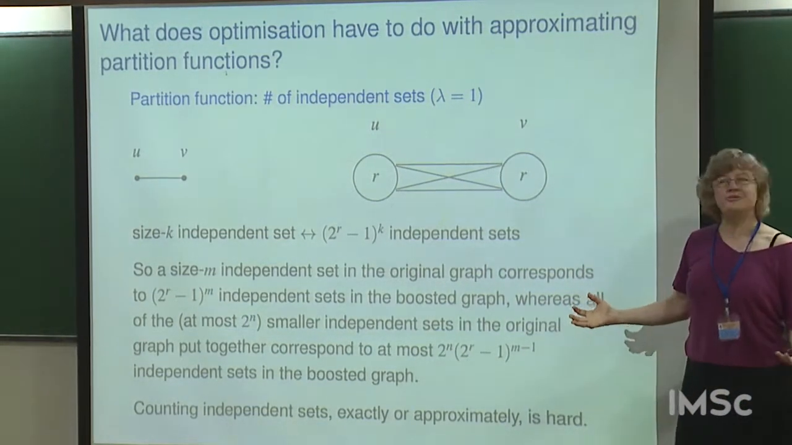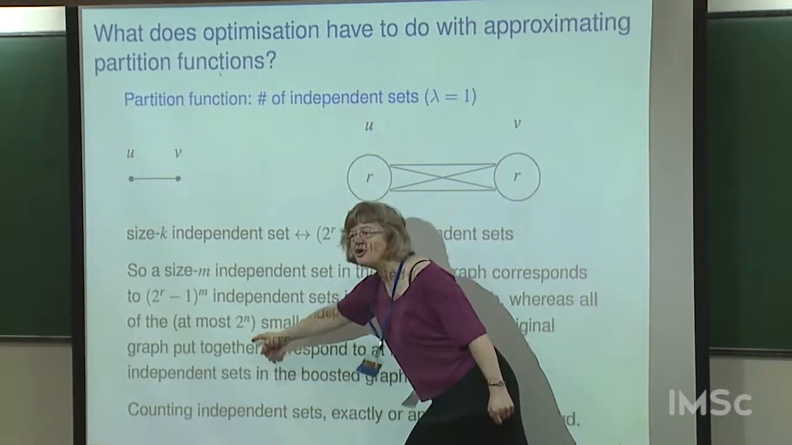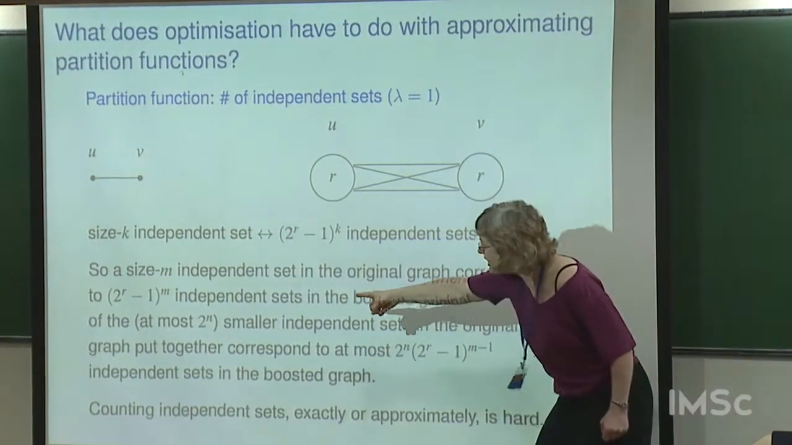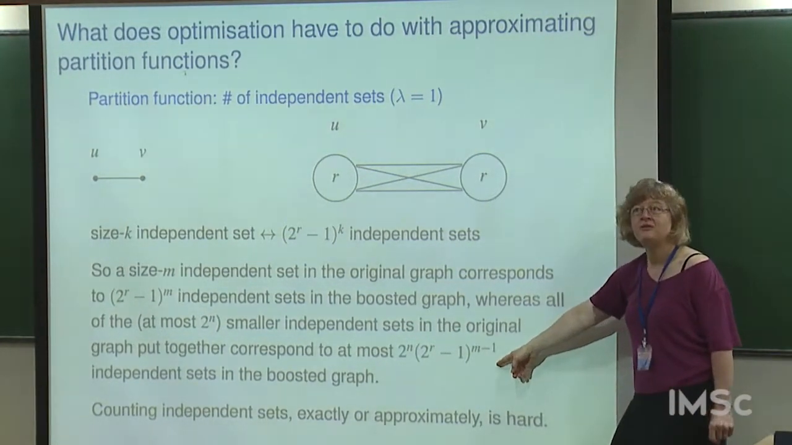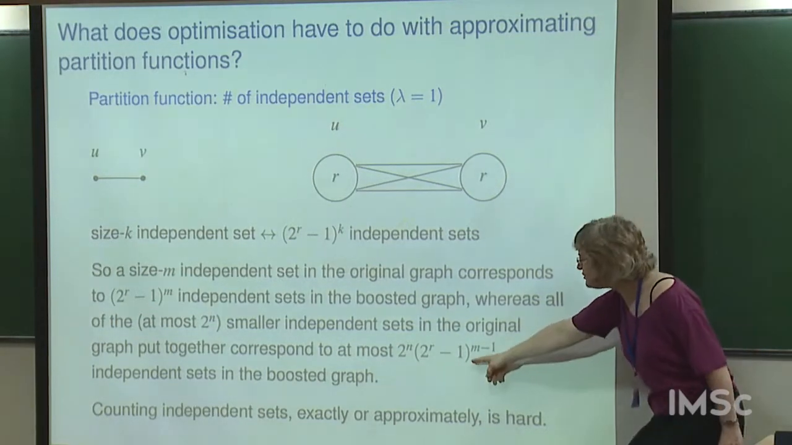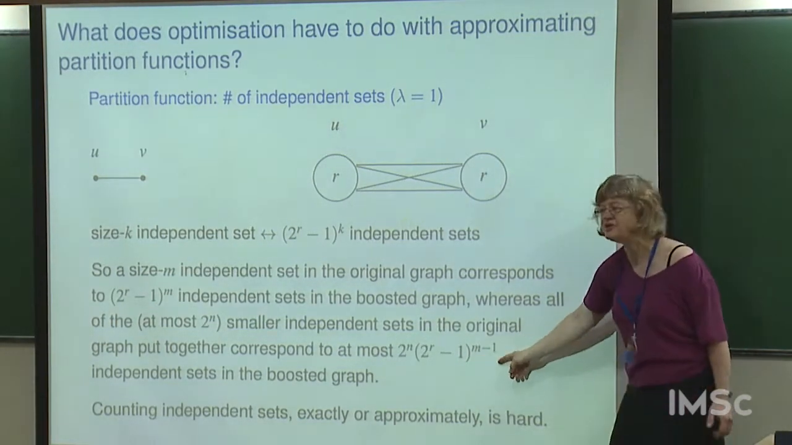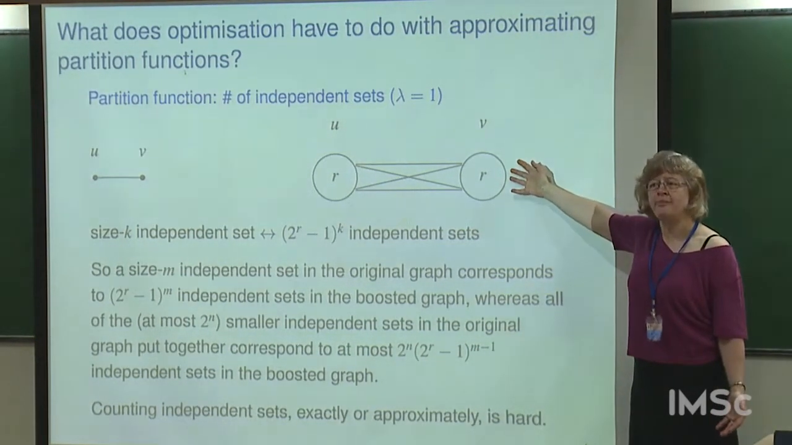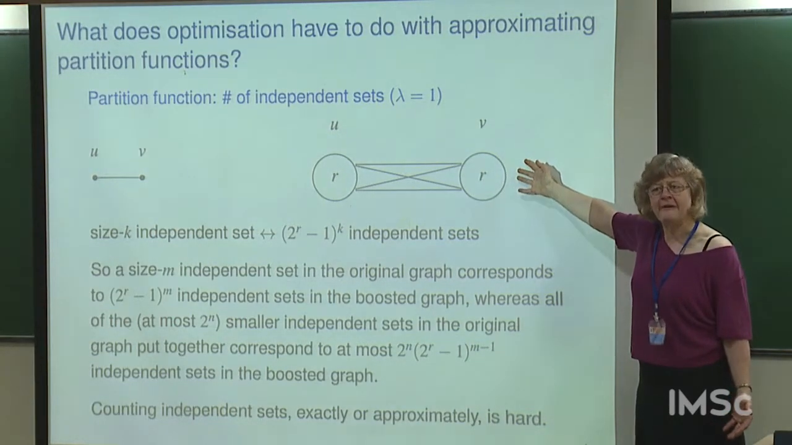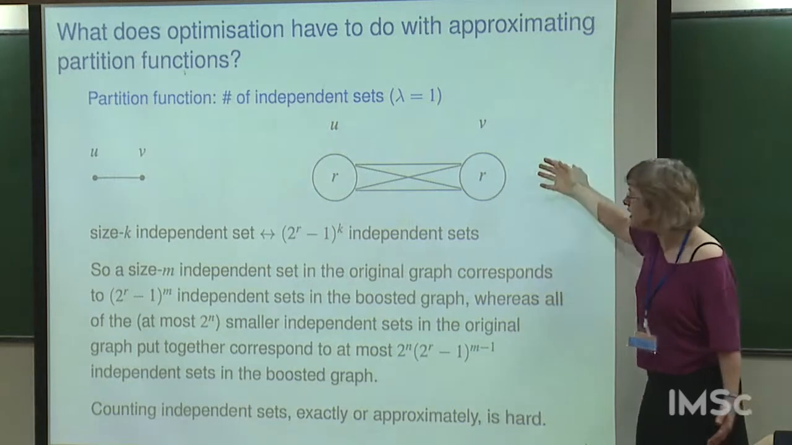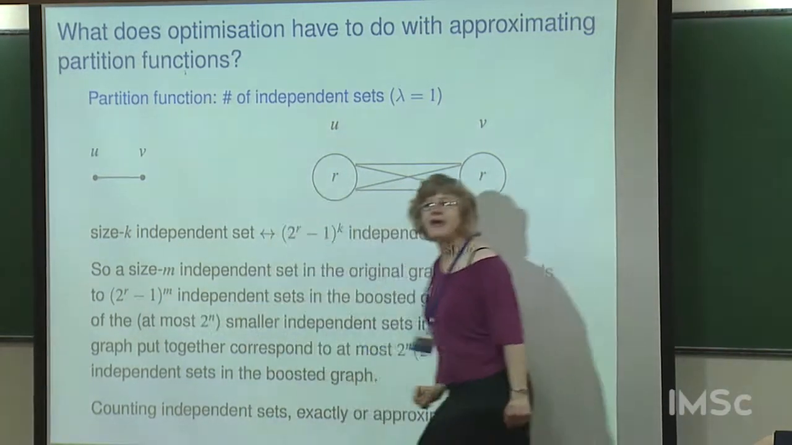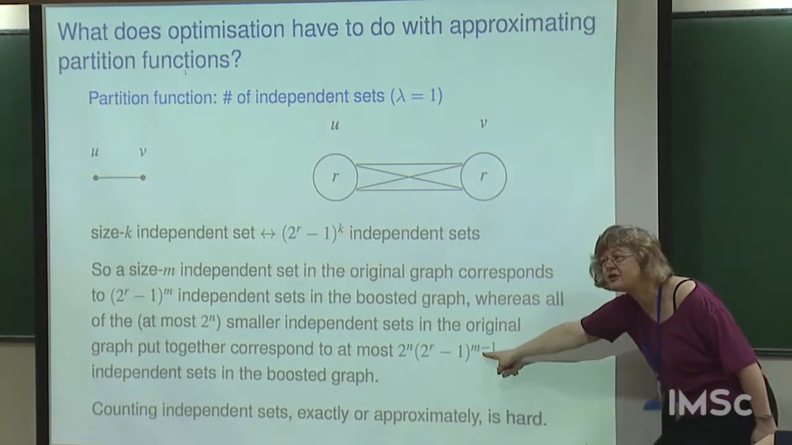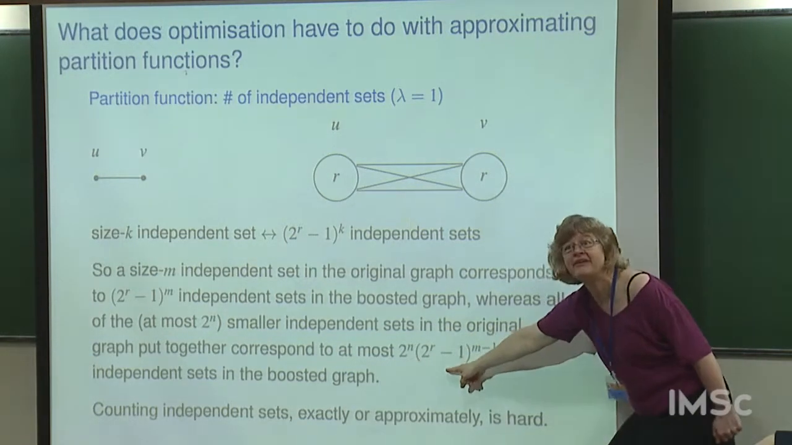Now, there are other independent sets in the original graph that are smaller, but there's only a few of them. There's only 2 to the n of them. And all of those 2 to the n minus 1 smaller independent sets, what's their weight over here? Well, each of those comes up at most 2 to the r minus 1 to the m minus 1. And so all I have to do is make r bigger than n. And the whole sum of independent sets over here, I get the ones that correspond to max, and then I get this puny little number, which is very much smaller, because I multiplied by 2 to the n, but I divided by 2 to the r.